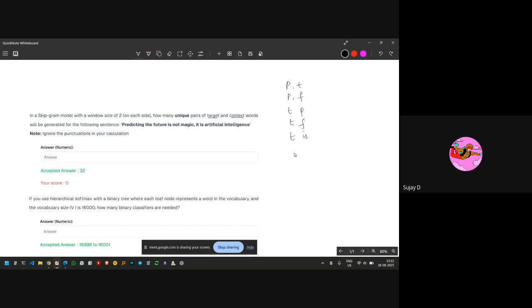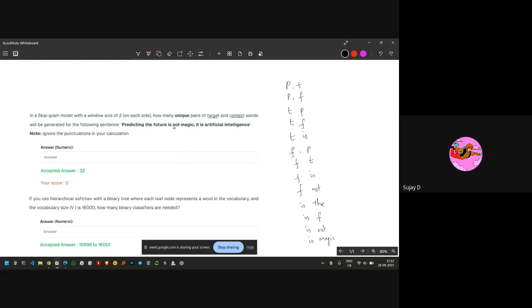Next, for the future: predict, future, the future is, future not. Is there any numerical way to calculate this, or only an enumerated way? Only enumerate. Enumerate way for future. For next is, right?